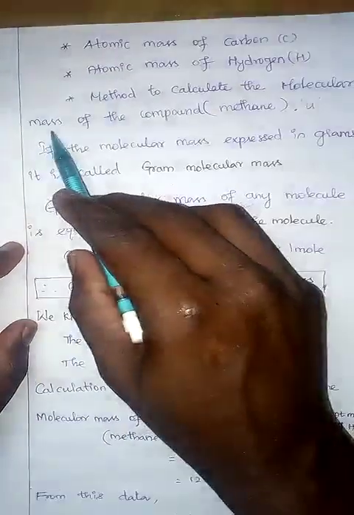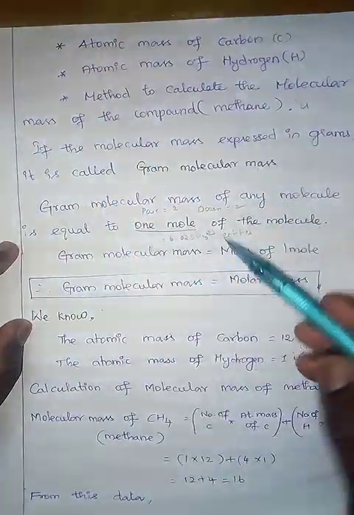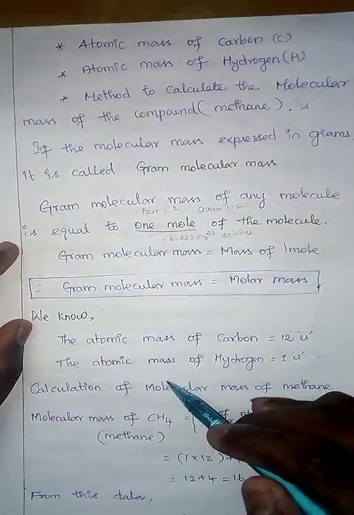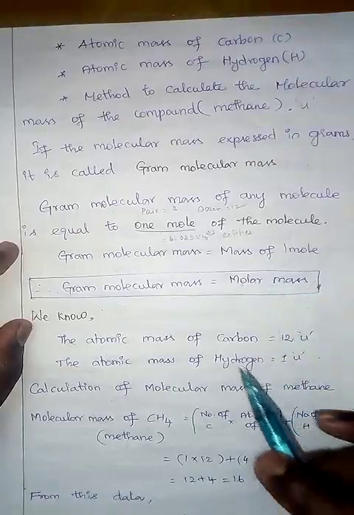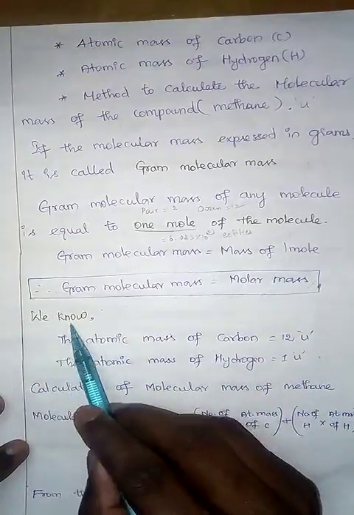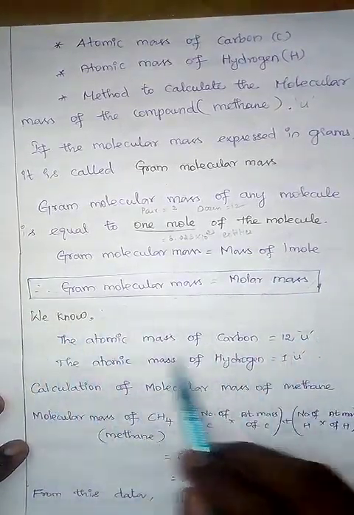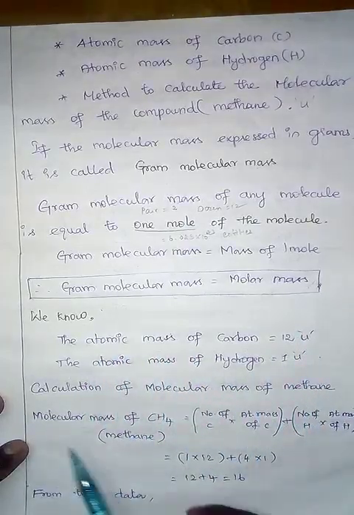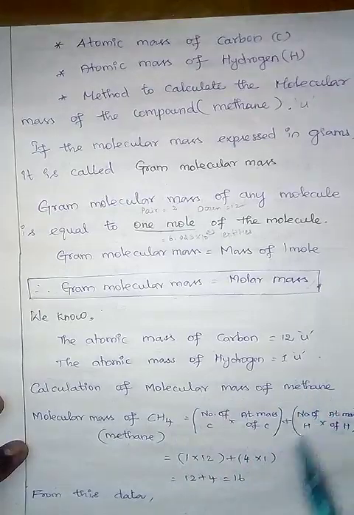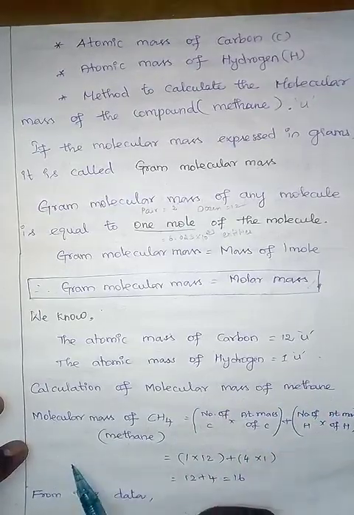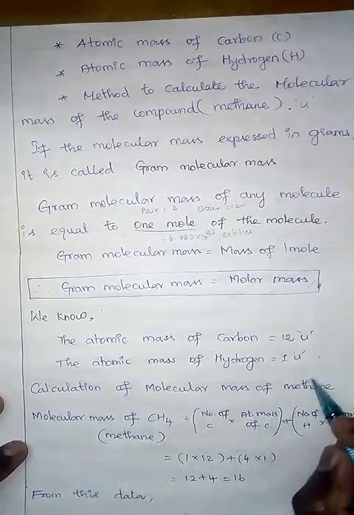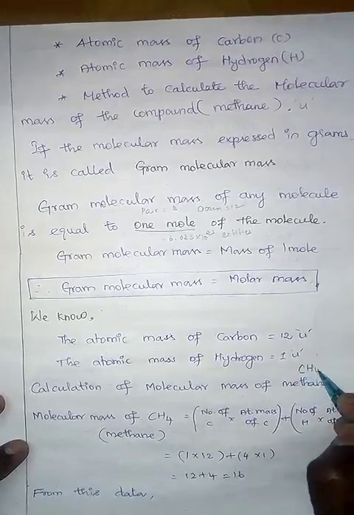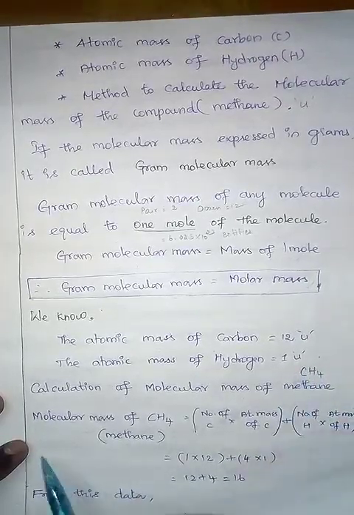If the molecular mass is expressed in grams, that is nothing but molar mass. Remember this. We know this detail: the atomic mass of carbon is 12 u, the atomic mass of hydrogen is 1 u. Calculation of molecular mass of methane. How do you calculate? We need to know the formula of methane. Now this is the formula of methane.